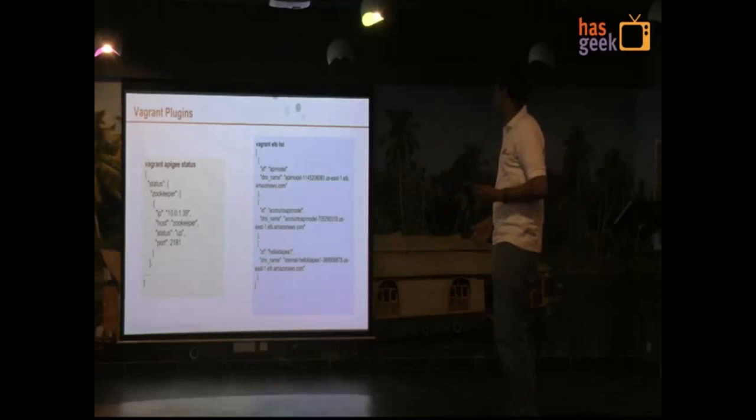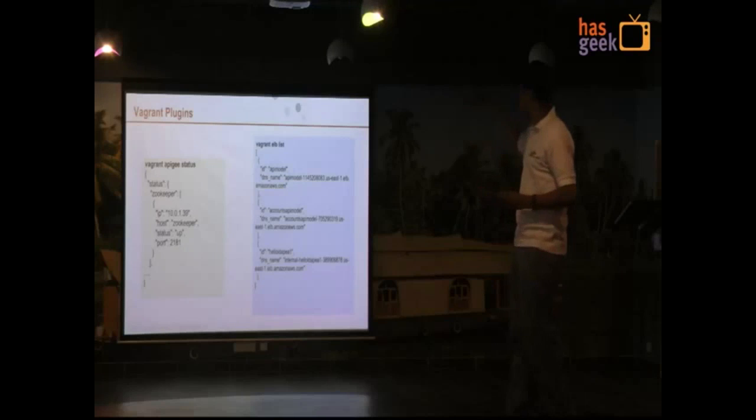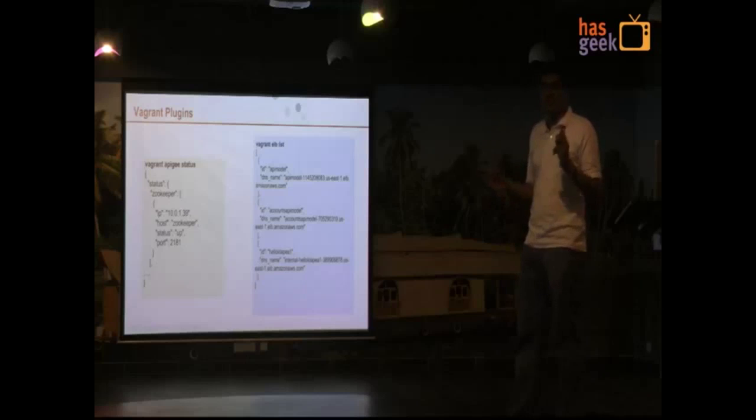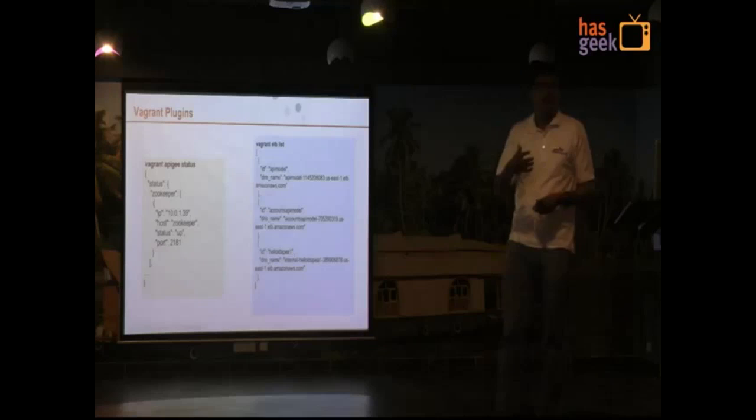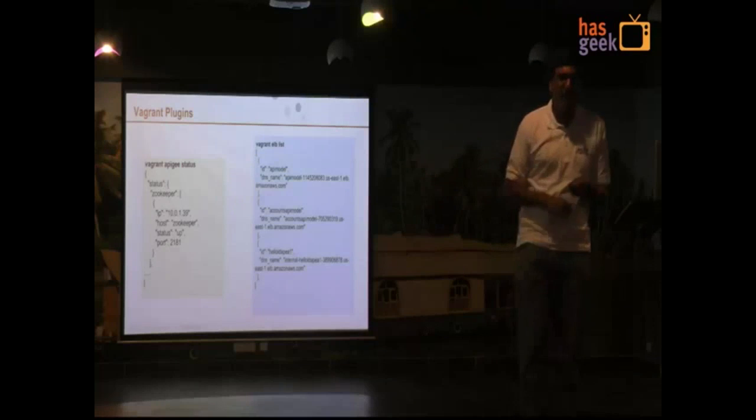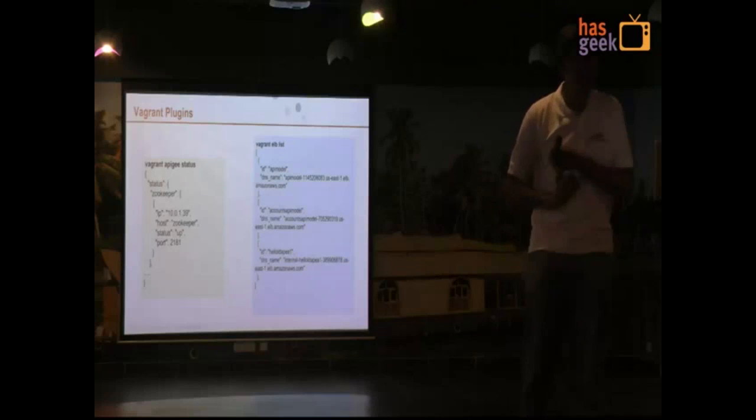So for example, for the same zookeeper, at the end of it, if I run Vagrant RPG status, we spit out a JSON which goes and figures out the status across all the machines and see what's up, what's not up, and so on. The other things we have written, which we plan to open source soon, are plugins for you to manage various other components. So we have plugins to manage Route 53, plugins to manage ELB.